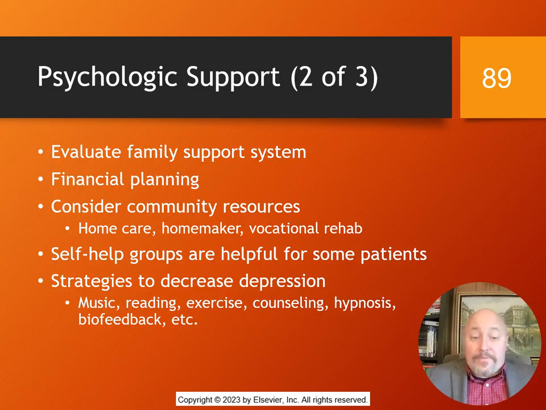We also want to evaluate their support system. Are they living alone? Do they have a spouse who is active in their treatment? Do they have children or other family members close by that can come and help them? We want to also consider community resources. Home care, vocational rehab, and self-help groups can all go a long way in helping the patient manage this disease.